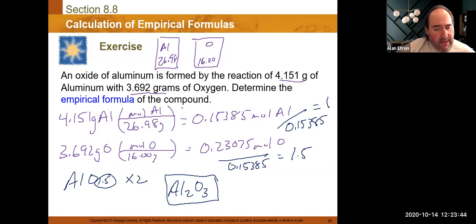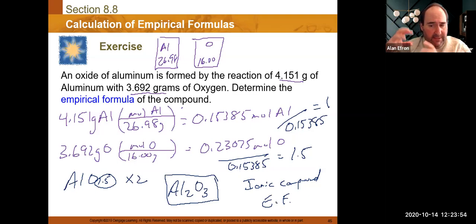And by the way, all ionic compounds are empirical formulas. That's why when we put together an ionic compound, the simplest way to get to 0 charge, they're always empirical formulas. And Al2O3 would be the correct one in that particular case. Any questions on that particular one or how to calculate empirical formulas?